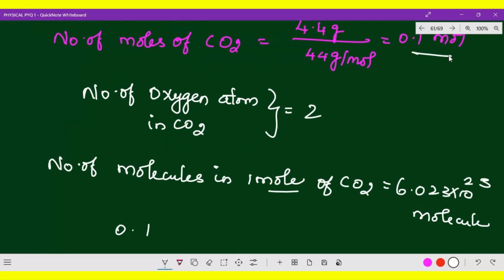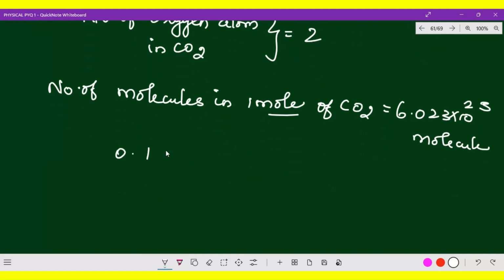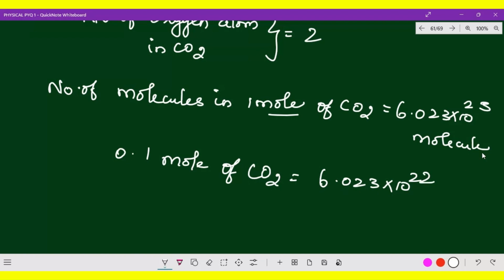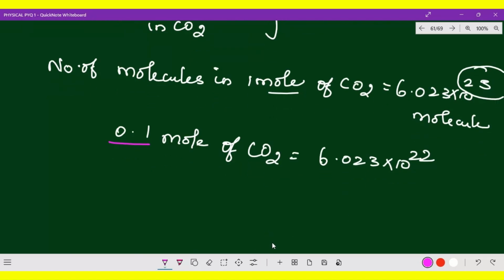Now what is the answer? 0.1 mole of carbon dioxide. How much will it be? 6.023 into 10 to the power of 22, because for 1 mole it is 23, and for 0.1 the exponent reduces by one to 22. Now we have to check the number of oxygen atoms.